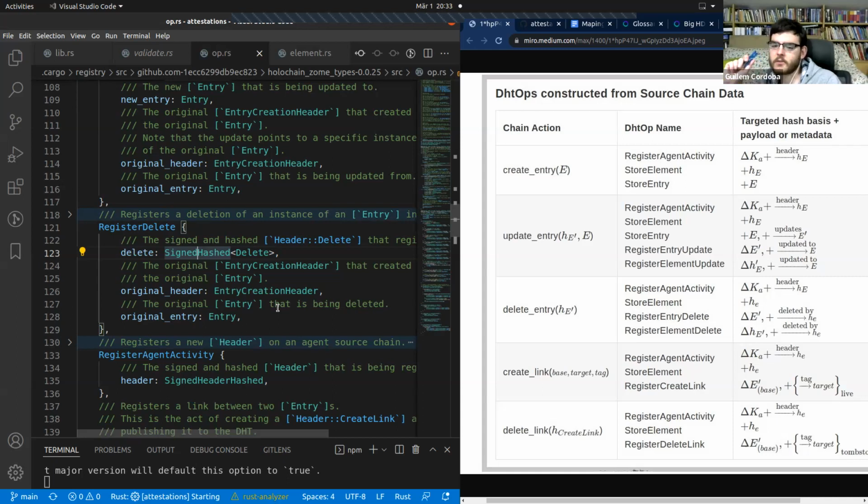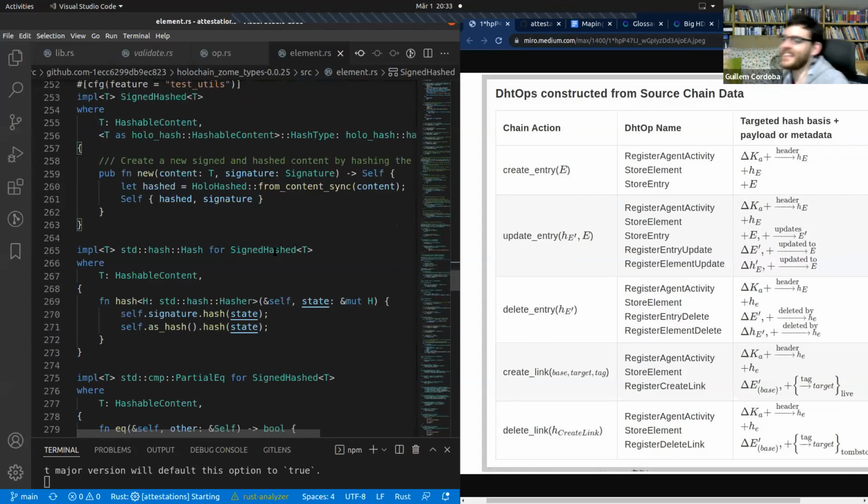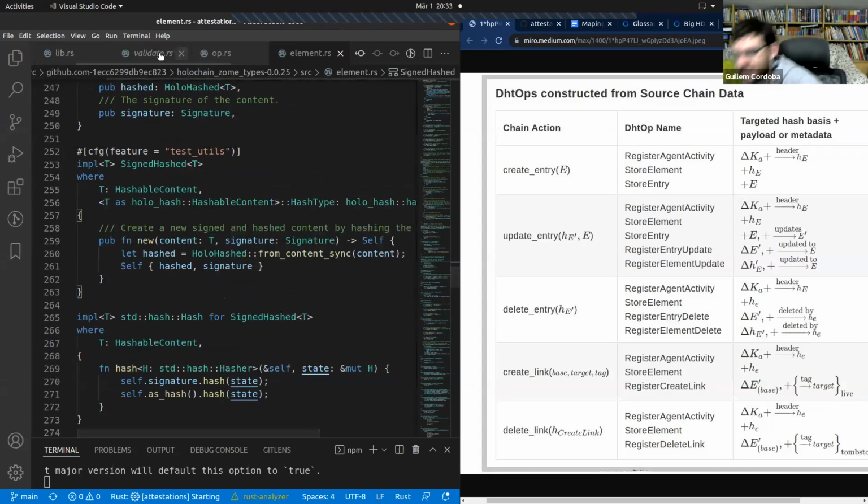That's the delete header, right? So you have two headers. When you're deleting something, you have the header that is deleted and the header that deletes it. I see. Right? Yes.